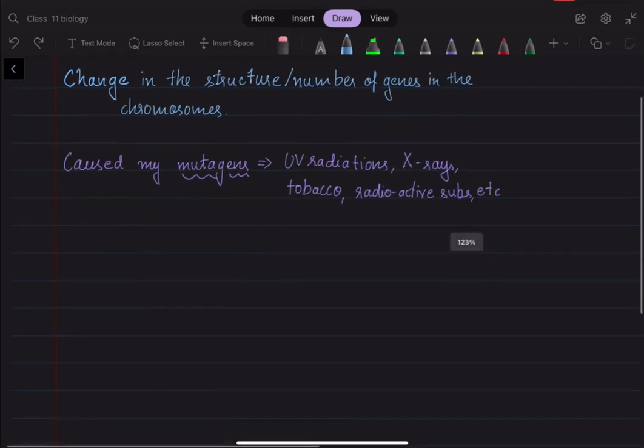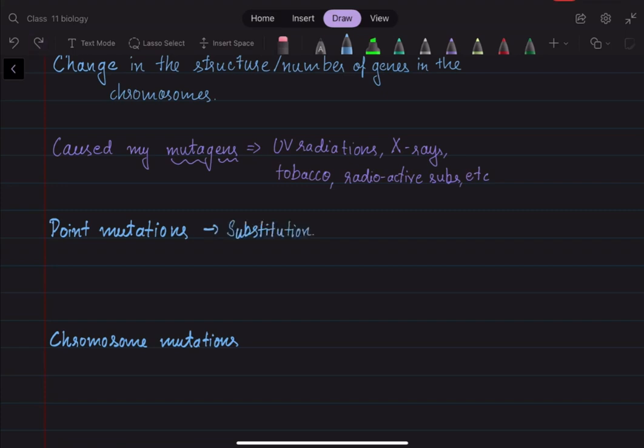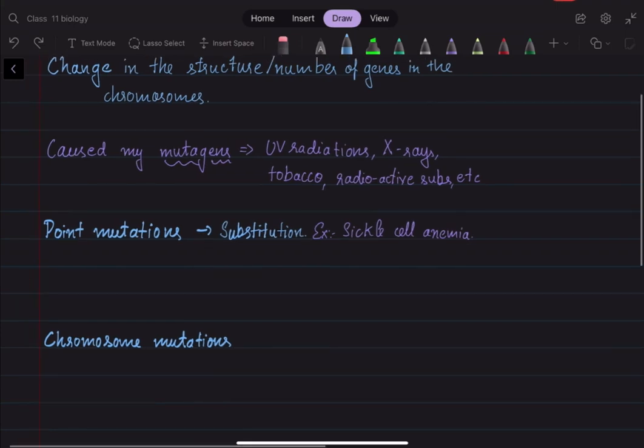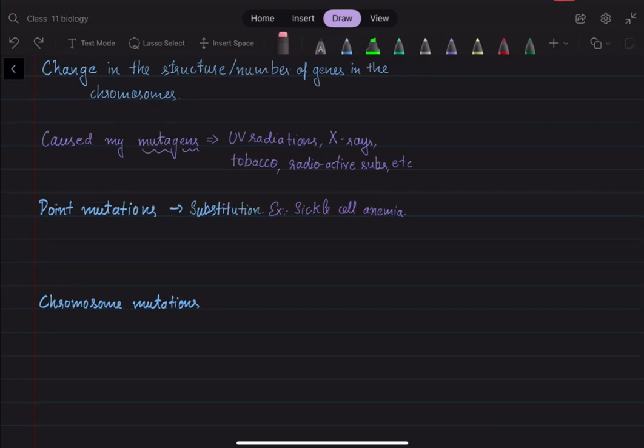Basically, there are two types of mutation. We have point mutations and we have chromosome mutations. Point mutations refer to those mutations that happen in the DNA sequence. There will be bases, and a base will either be substituted. When it's substituted, we call it a substitution point mutation. A famous example of this is sickle cell anemia. In this case, a particular base is replaced by another base.